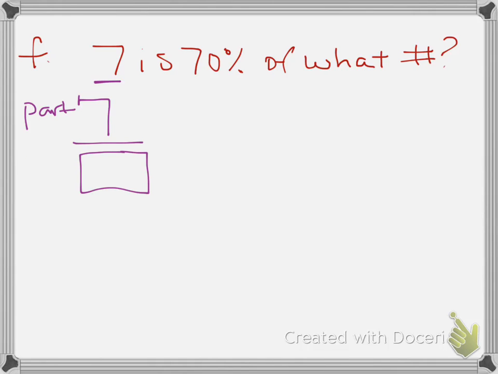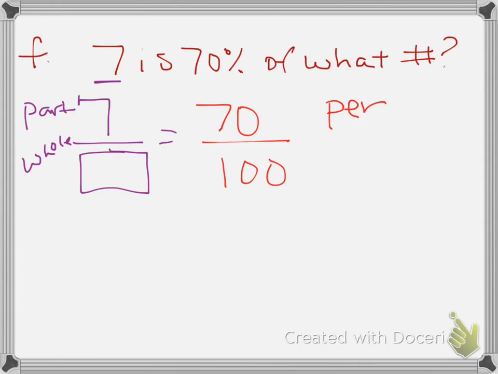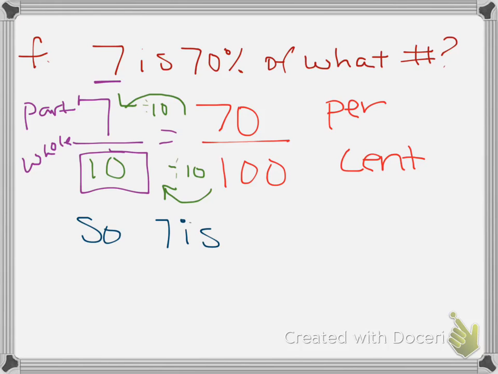For F, it says 7 is 70% of what number? So identify the part to whole again. The part is 7. The whole we don't know. Set it up as 70 per 100. Then we ask ourselves, how do we get from 70 to 7? So we divide by 10, which means we do the same thing on the bottom, divide by 10. And that's when we get 10. So our answer is going to be 7 is 70% of 10.